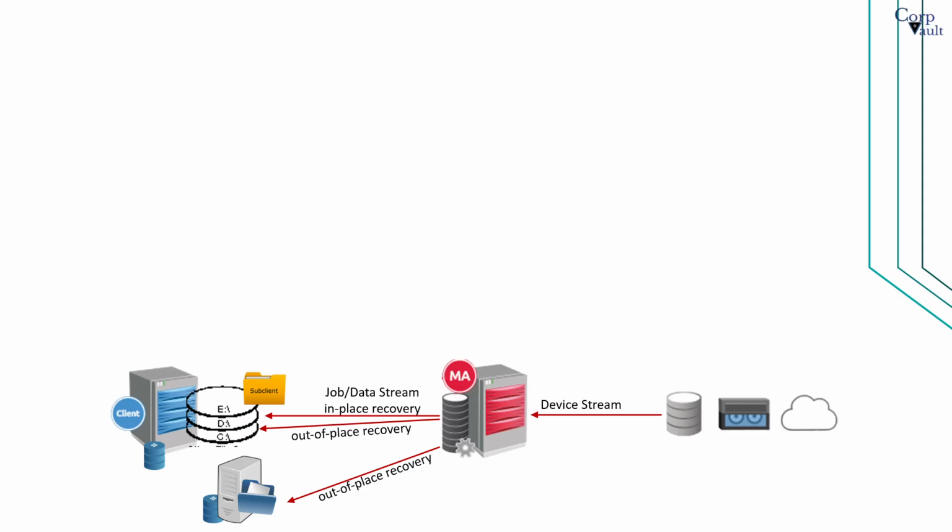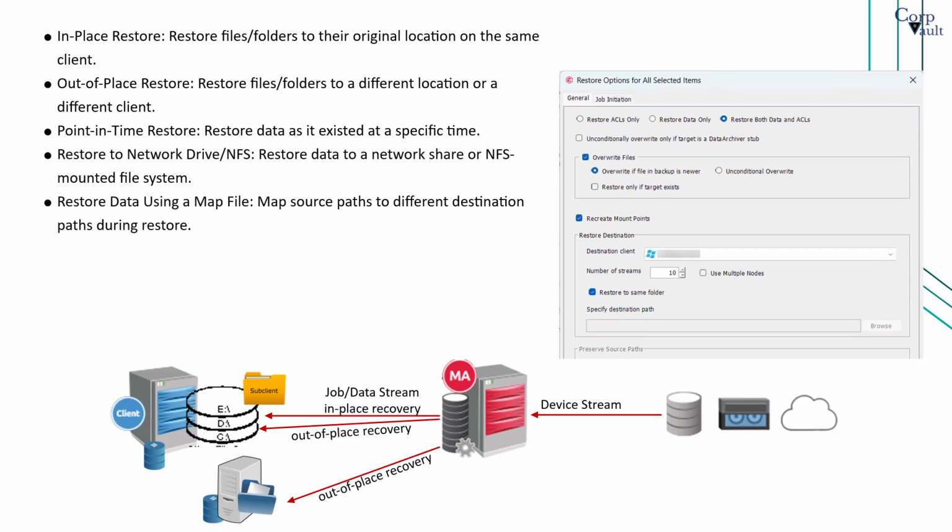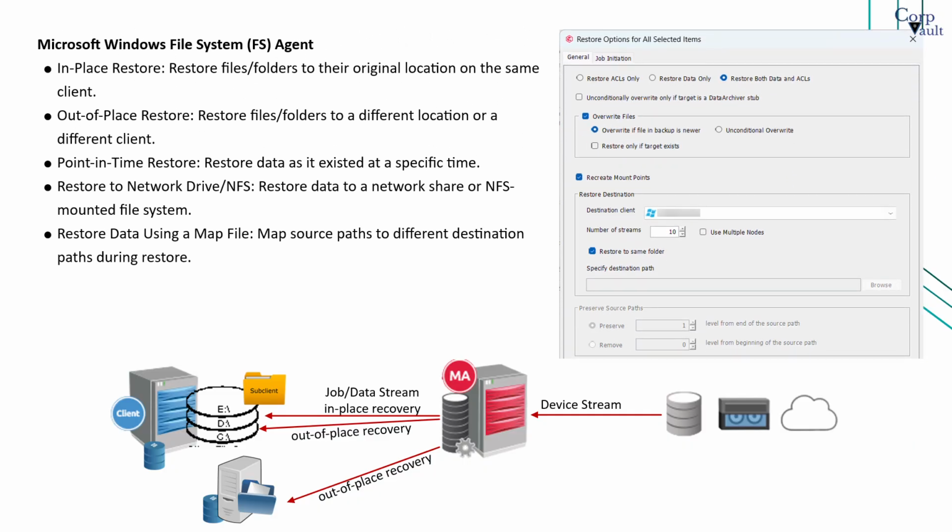Let's discuss various restore types, depending on the agent, the component responsible for protecting a specific data type, such as files, databases, or virtual machines. Let's start with Microsoft Windows File System Agent. These are the available restore options. For an in-place restore, you can restore files or folders to their original location on the same client. In out-of-place restore, you restore files or folders to a different location or a different client.